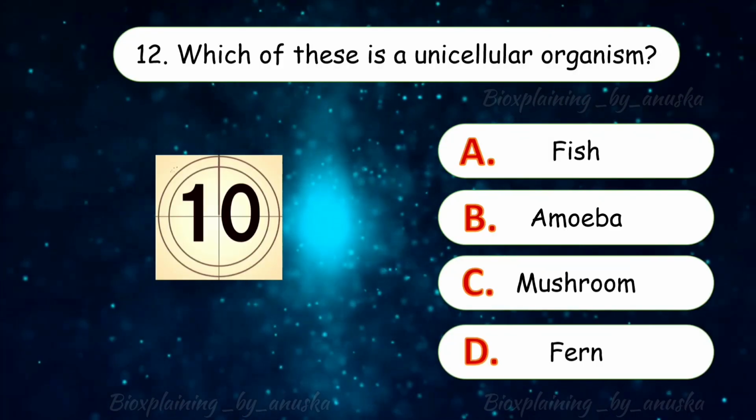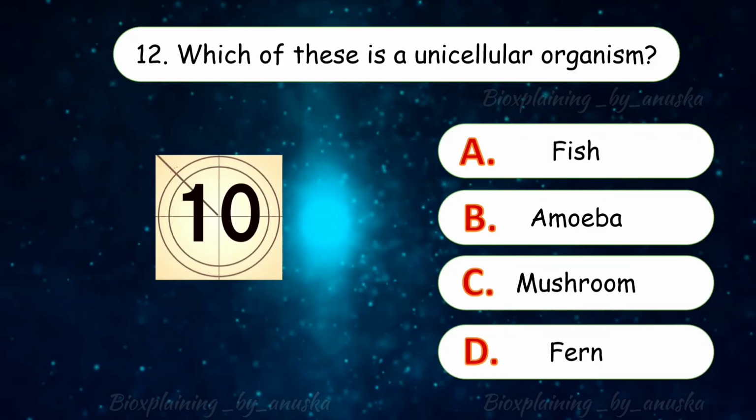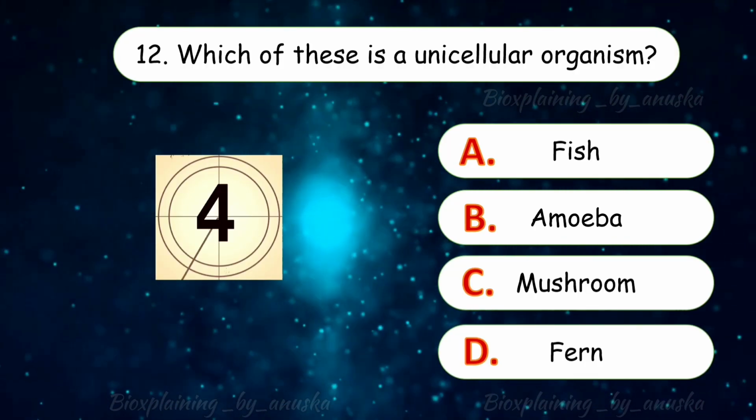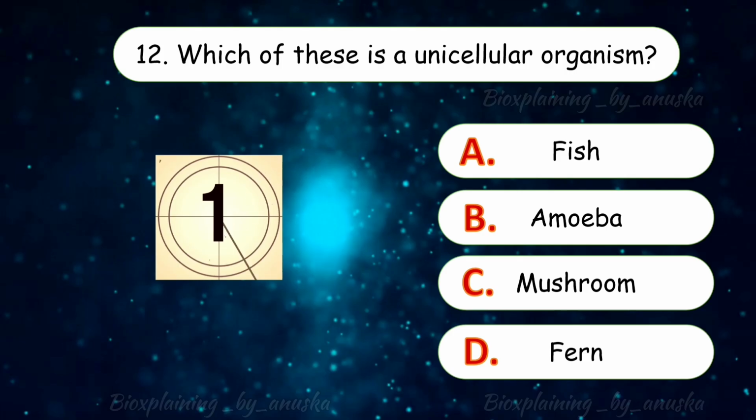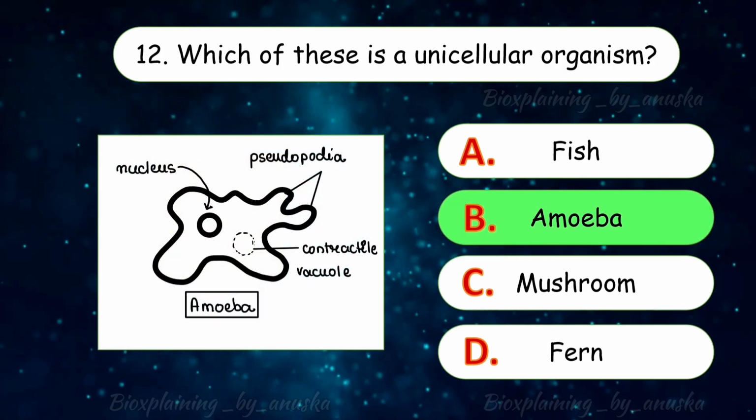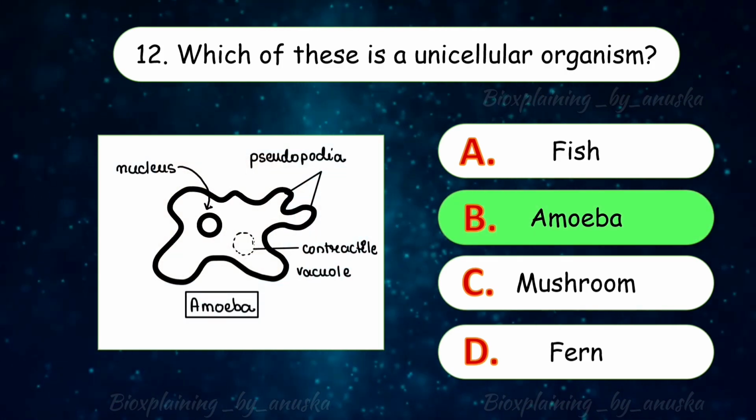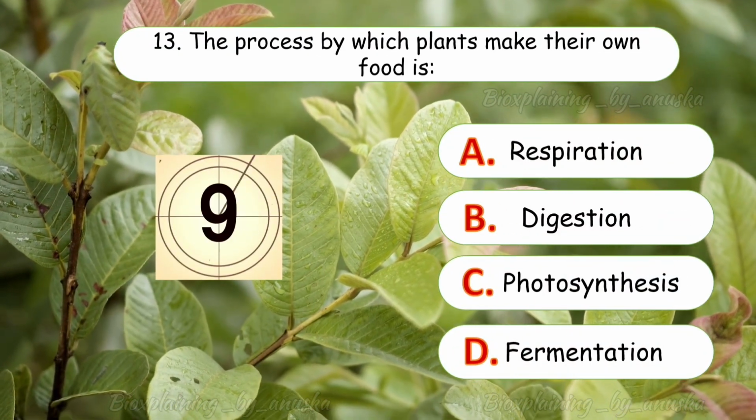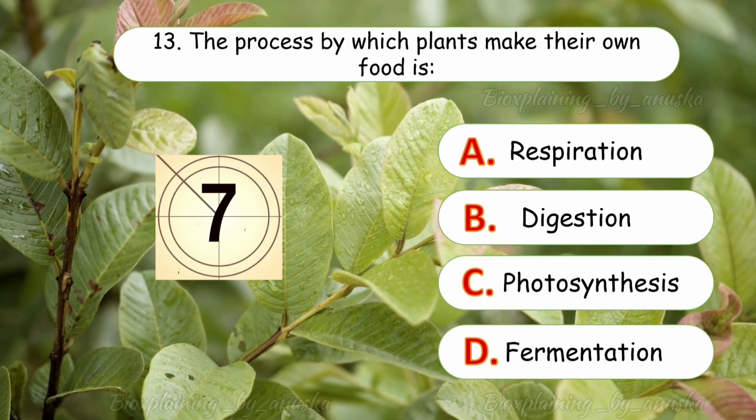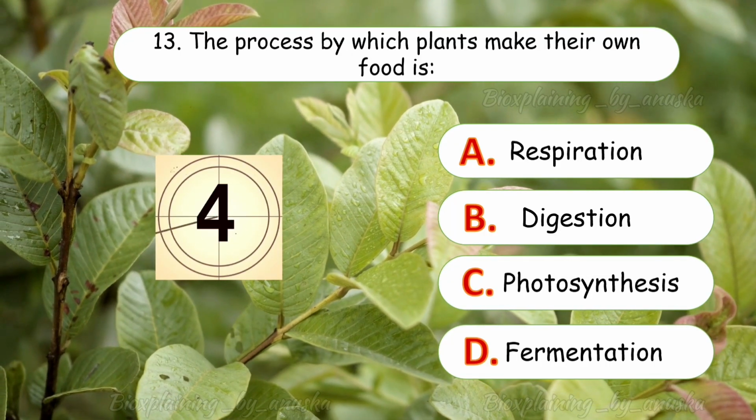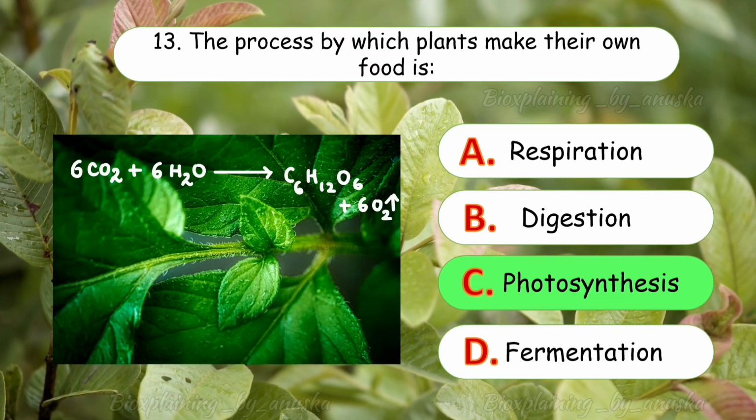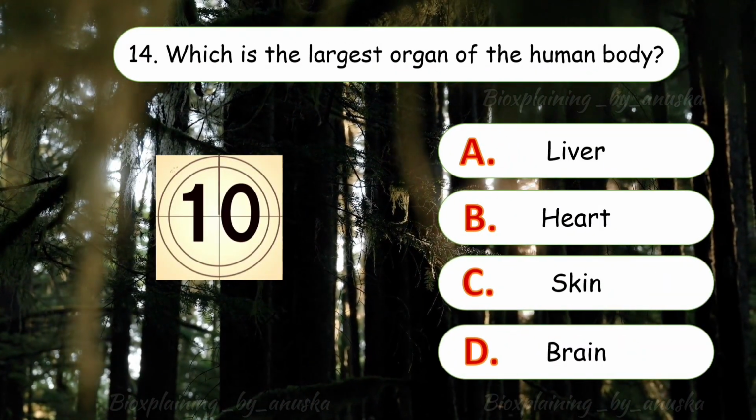Which of these is a unicellular organism? The process by which plants make their own food is. Which is the largest organ of the human body?